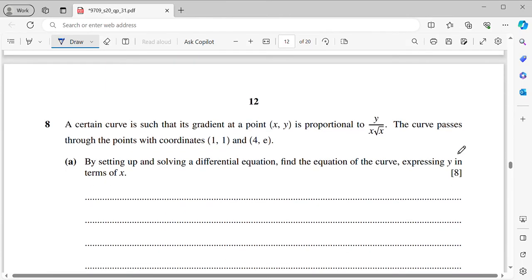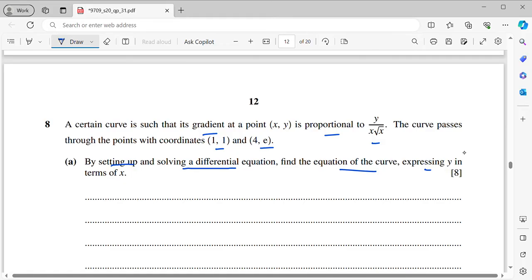Now question 8. A certain curve is such that its gradient, so gradient is dy/dx, is proportional to y over x square root x. The curve passes through the points with coordinates (1, 1) and (4, e). By setting up and solving a differential equation, find the equation of the curve expressing y in terms of x.